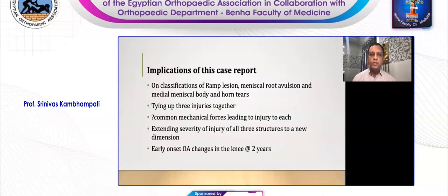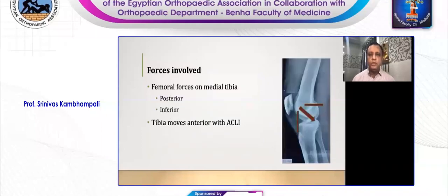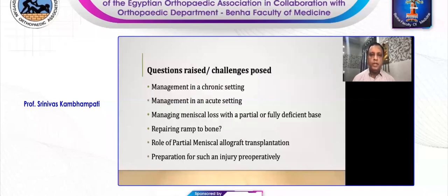It adds a new dimension to these injuries, tying all these injuries together. It extends severity of injury of these structures to a new level, leading to early onset of osteoarthritis. The probable forces involved are a posterior and inferior force from the femur on an anteriorly displaced tibia after the ACL is ruptured. It raises a lot of questions in managing such injuries.